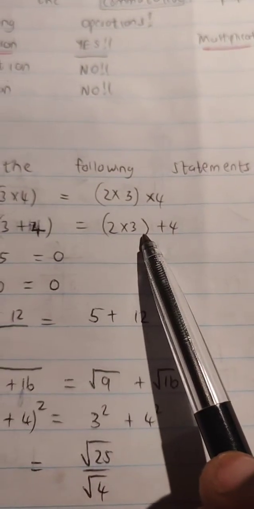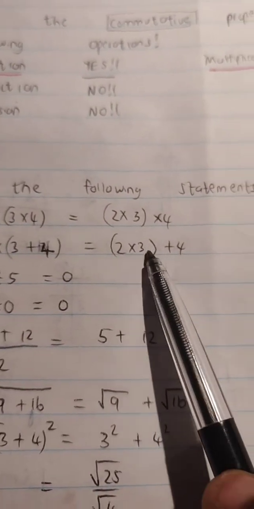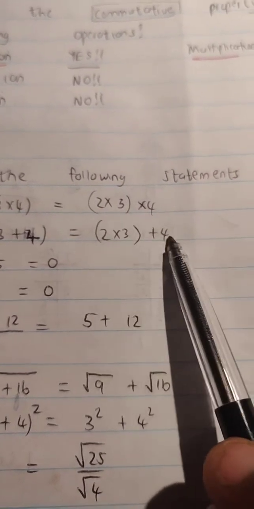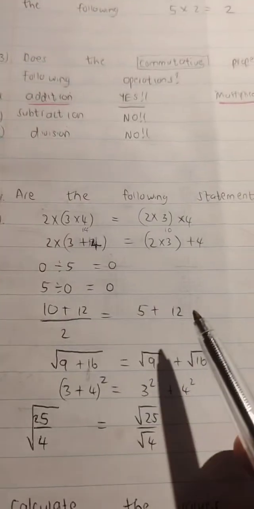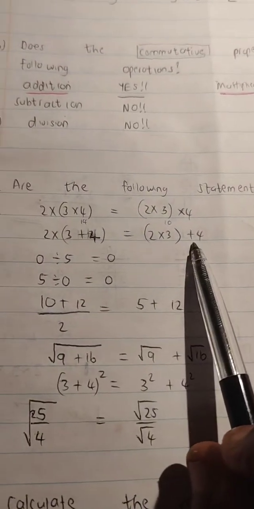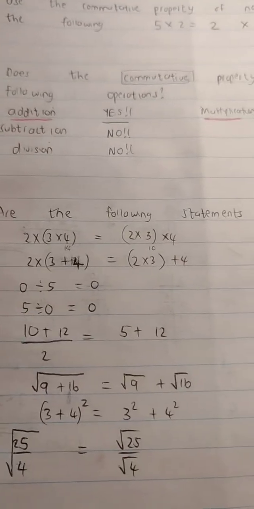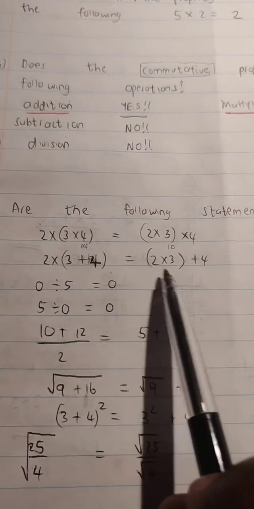Let's come here. BODMAS says we start with brackets. So 2 times 3 here is 6. 6 plus 4 is 10. So in other words, we are getting 14 on the left whilst we are getting 10 on the right. Is this statement true? The answer is the statement is false, right? And of course, this is not applying the associative property.